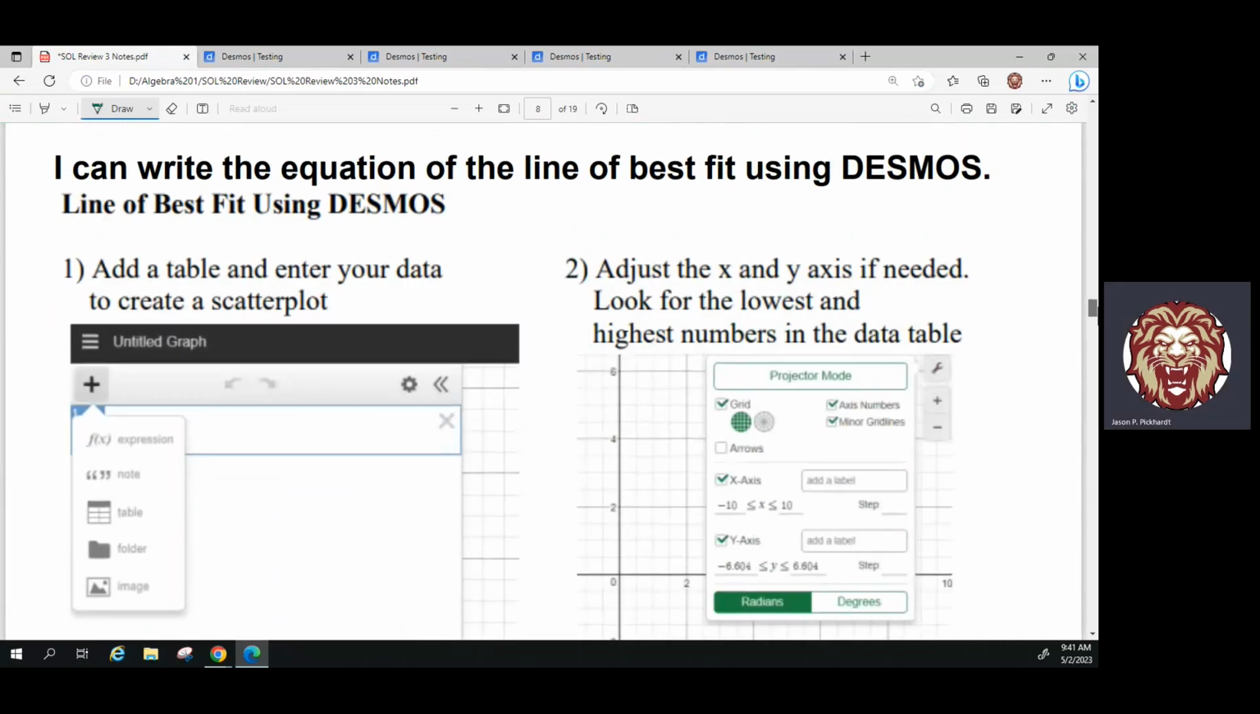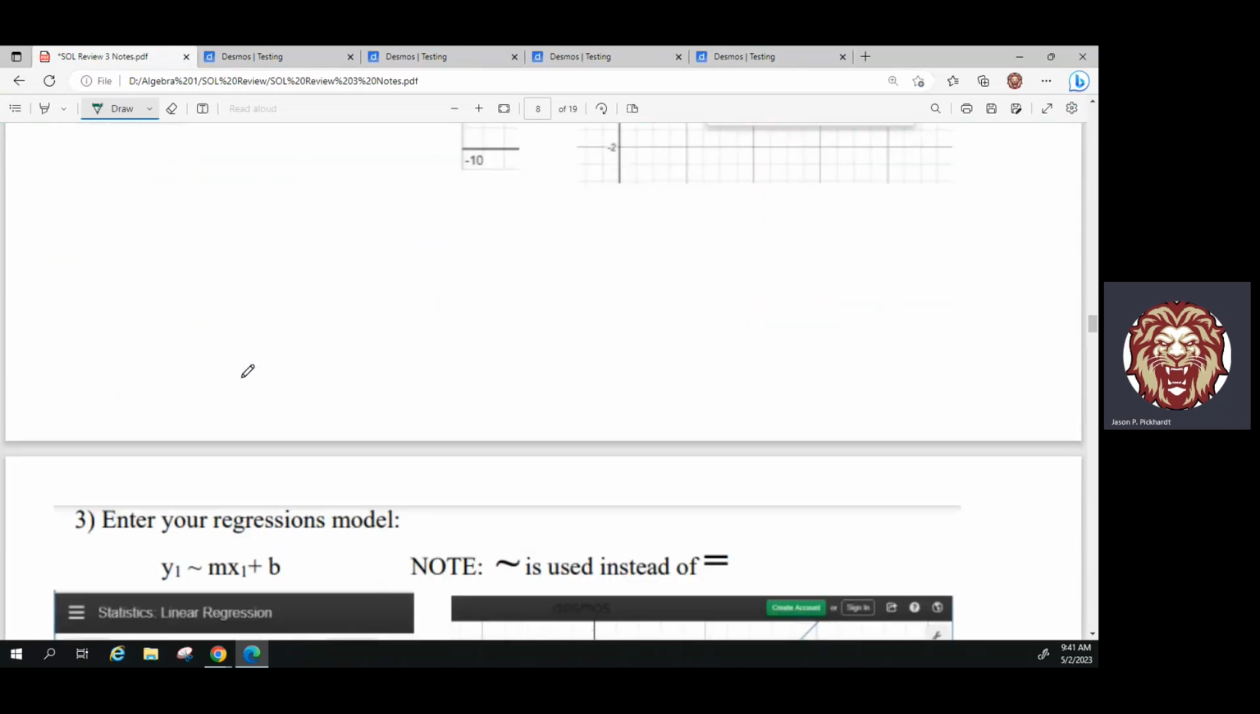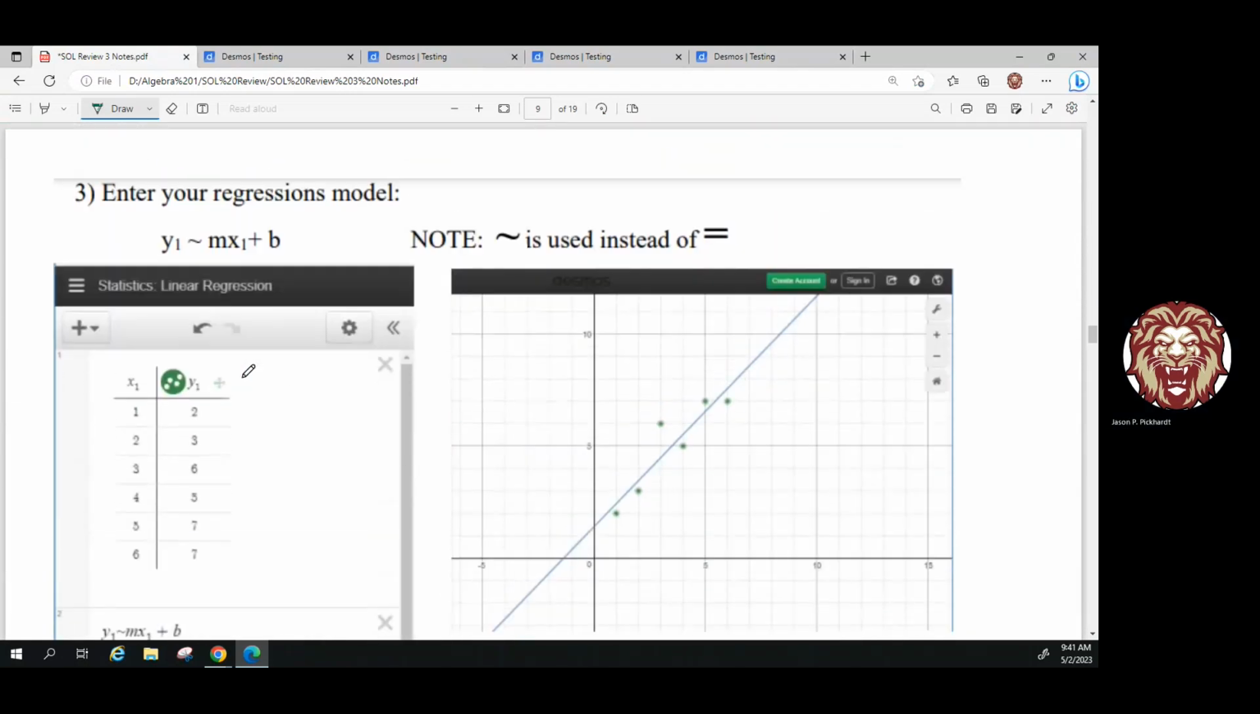So we've already sort of talked about this part, and these files are on Canvas if you want to look at them while you're doing the video, if you want to go back to them to review them. We didn't really change anything in here, but this is just a reminder that if you want to create a table, you press the plus and choose table, and then you would enter your information.